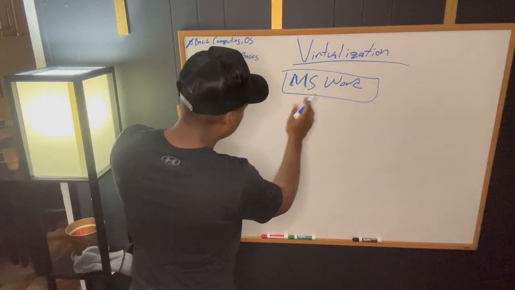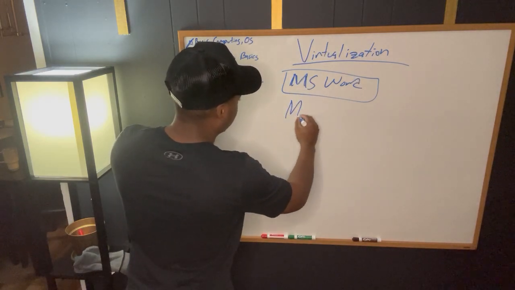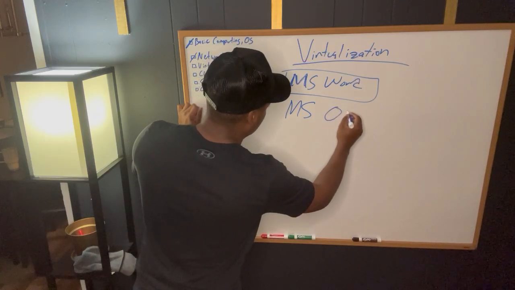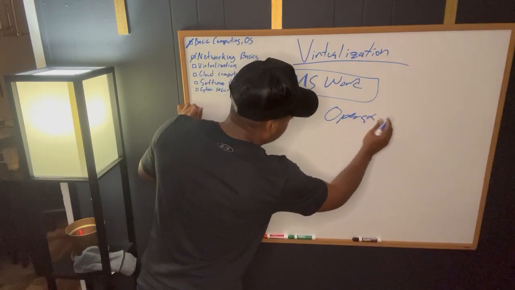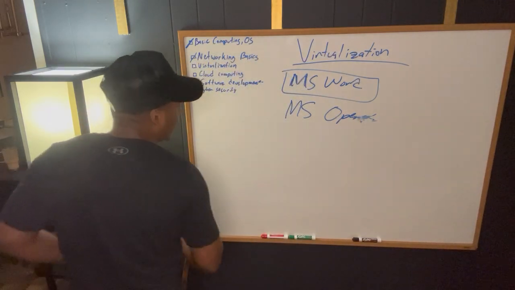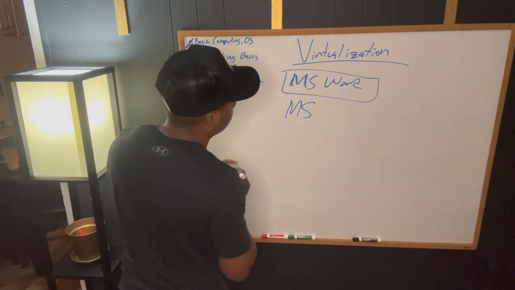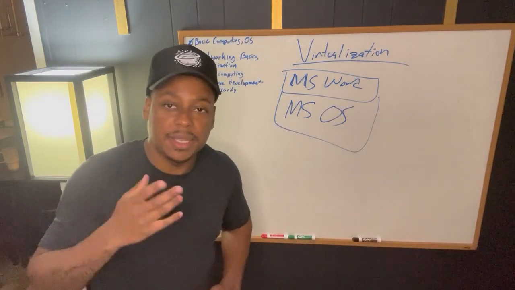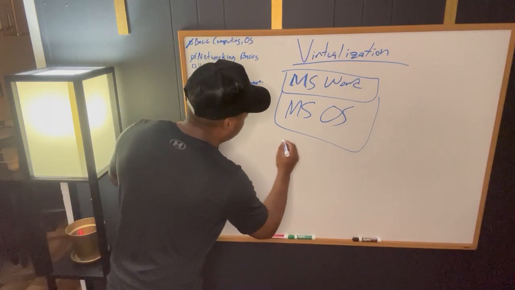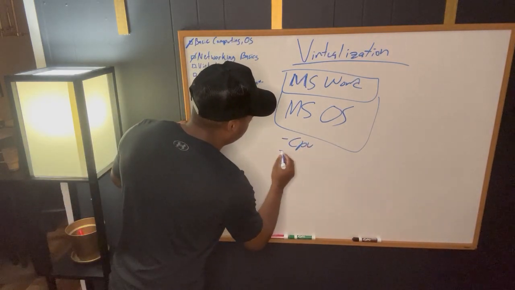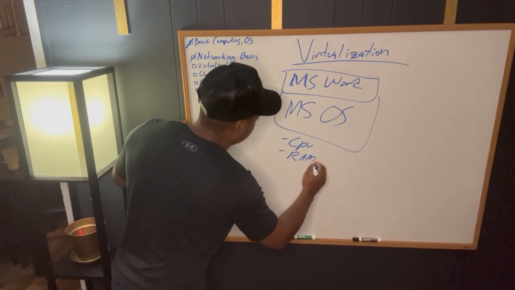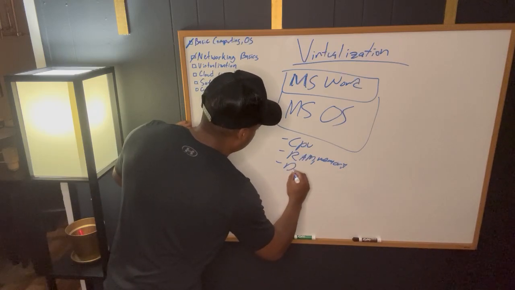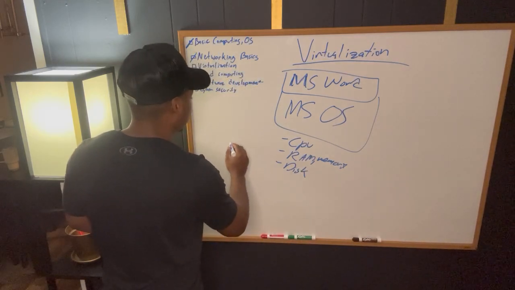So in order to have Microsoft Word, of course, you would have your Microsoft operating system, OS for short. Your Microsoft OS, okay? But it would be more than that. You would have to virtualize all the basic computing components. So you would have to have, of course, a virtual CPU, virtual RAM, also known as memory, and you would have to have the virtual disk, okay? All of these would have to be virtual.